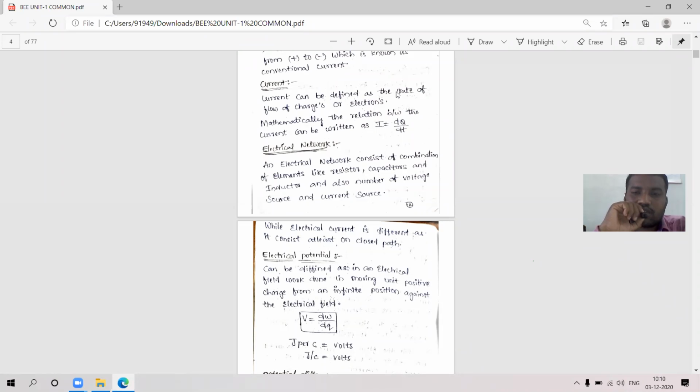Why have we taken the derivative? Because the flow of electrons changes with respect to time. That is why dq by dt. With the help of supply, as the voltage is more, automatically the flow is faster.